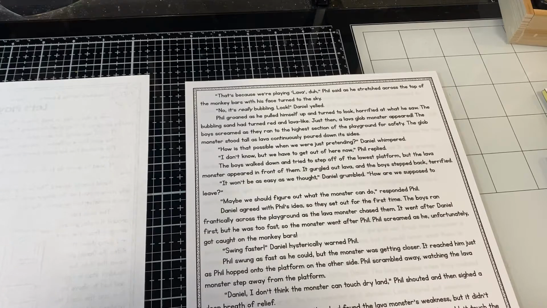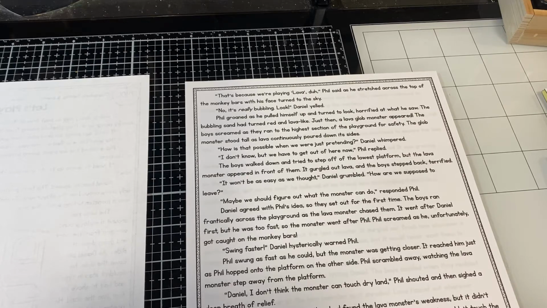"Maybe we should figure out what the monster can do," responded Phil. Daniel agreed with Phil's idea, so they set out for the first time. The boys ran frantically across the playground as the lava monster chased them. It went after Daniel first, but he was too fast, so the monster went after Phil.